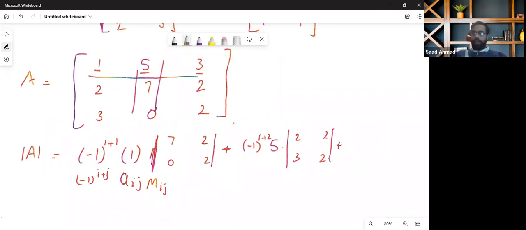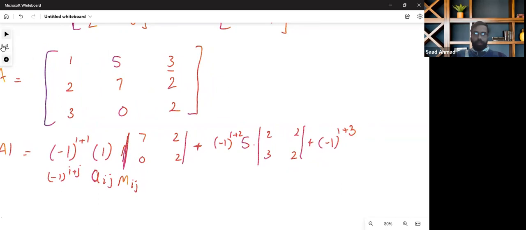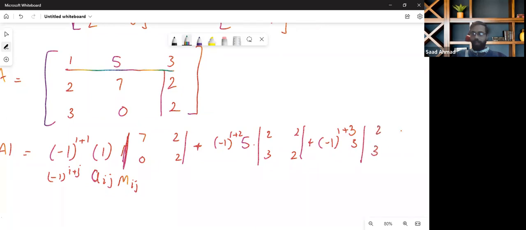And then again we get to the next column, next entry, which is 3. So now -1 to the power 1 plus 3, since it's the third column, first row. The entry is 3, and then times the determinant by ignoring this row and this column, which leaves 2, 3, 0, 7.